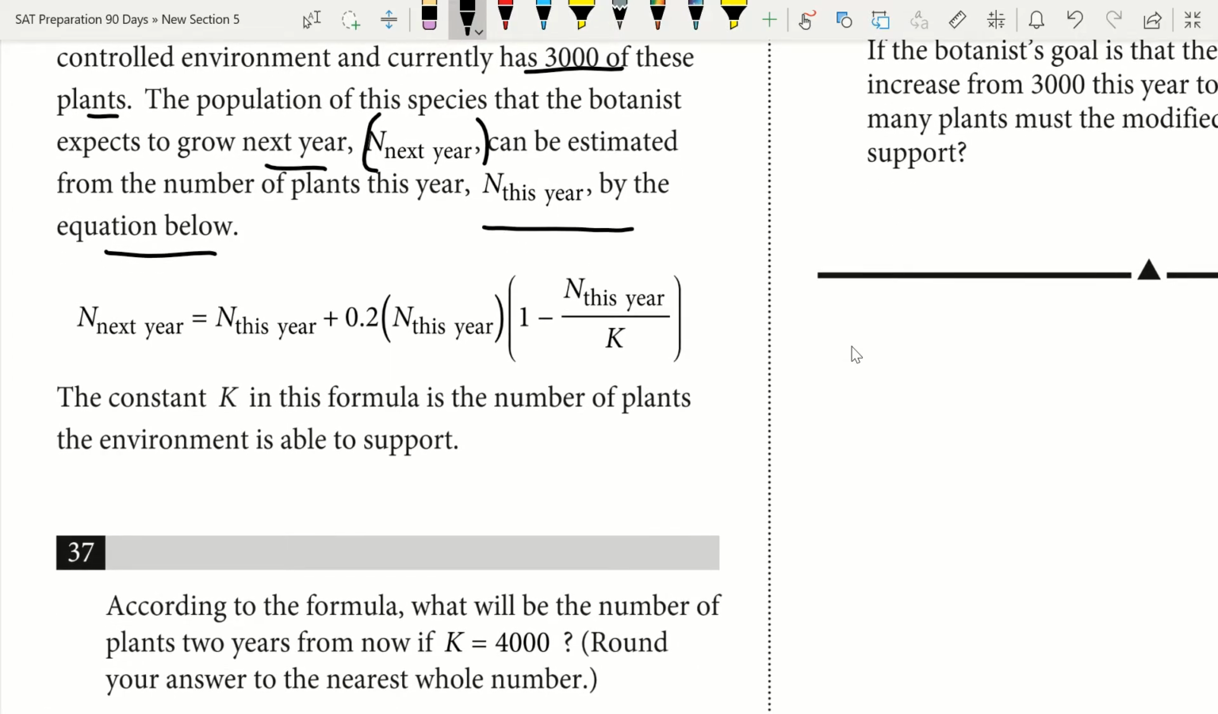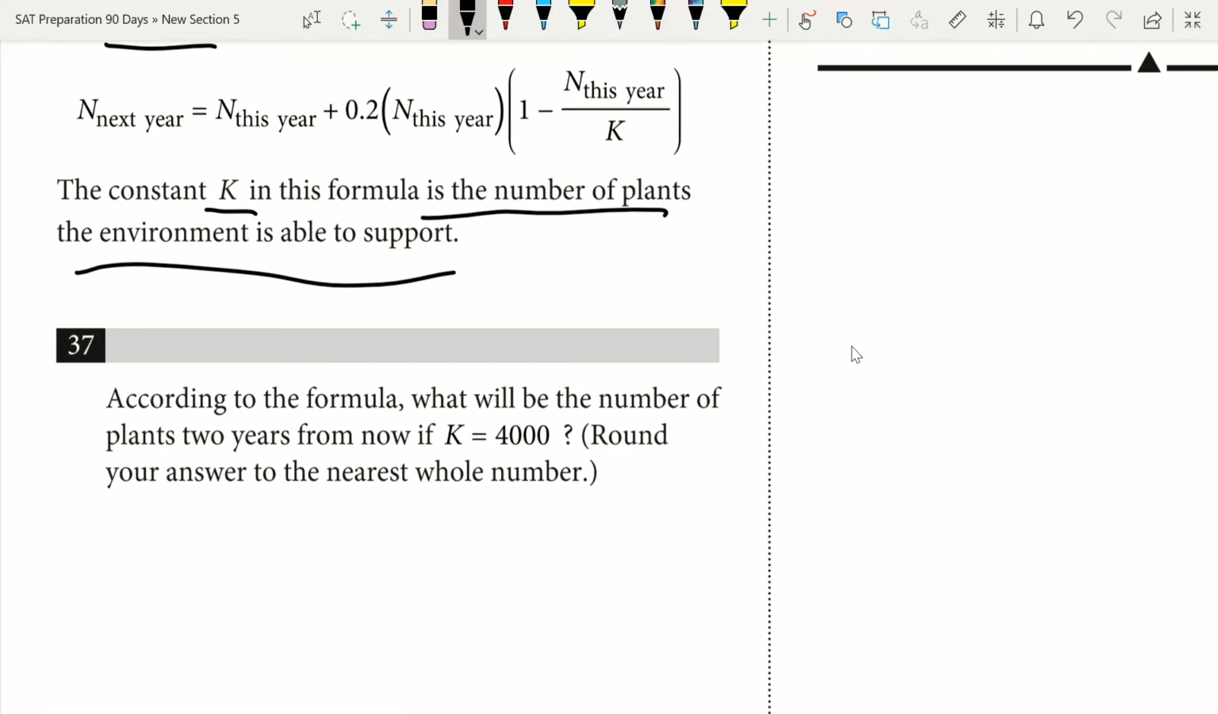Keep in mind, even though it may look intimidating, when we actually start doing this, it's not as difficult as it may seem. The constant K in this formula is the number of plants the environment is able to support. So according to the formula, what will be the number of plants 2 years from now? That's important to realize. It's 2 years from now if K equals 4,000.